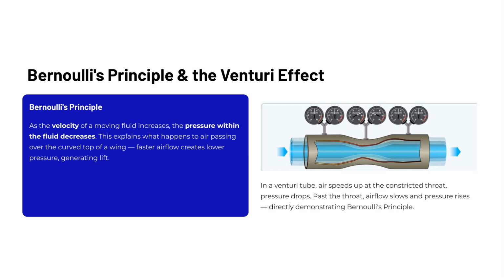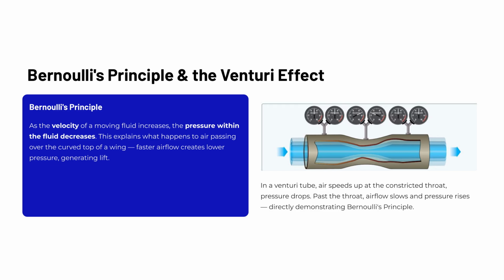Think about the shape of a wing. The curved upper surface forces air to travel a longer path than air moving underneath. To keep up, that air accelerates, and as it accelerates, its pressure drops. The higher pressure beneath the wing then pushes upward, producing the lift force that gets an aircraft off the ground.